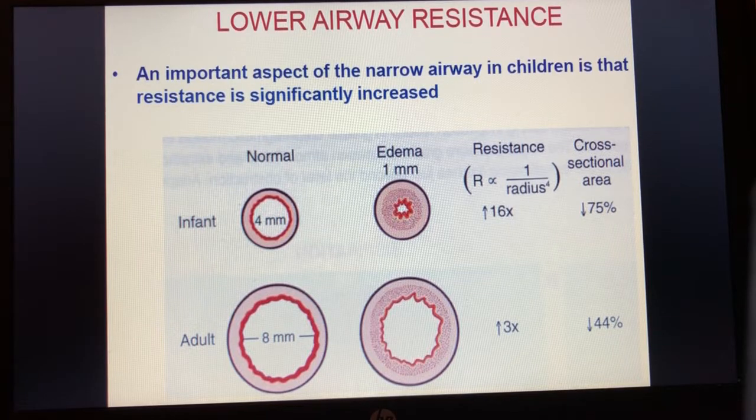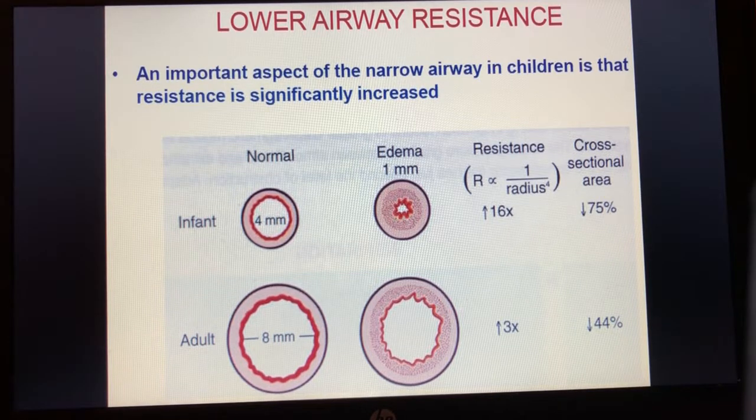Not only are the upper airways affected, but also the lower airways, by being young and relatively immature. A particular problem is that with smaller airways, the effect of edema or swelling is disproportionate compared to a slightly larger airway. And this diagram illustrates that.